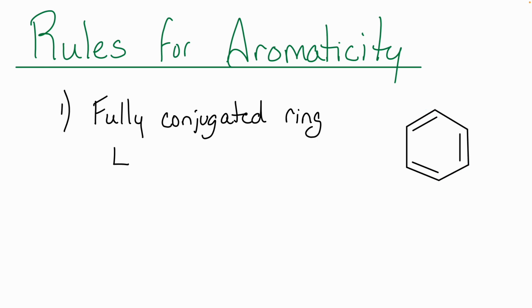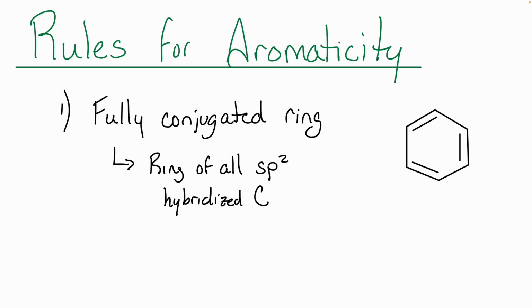All right, how do we spy this? We need a ring of all sp2 hybridized carbons. Again, with that full ring of sp2 hybridized carbons, these pi electrons aren't going to stay put. They're going to travel around and around and around that ring. They're going to spread themselves out throughout that entire ring structure.